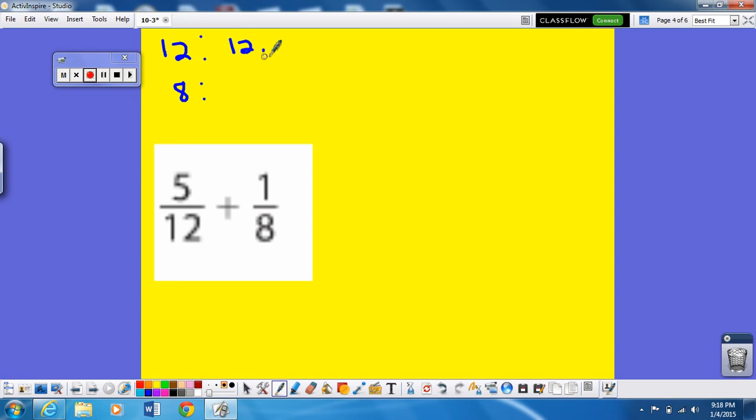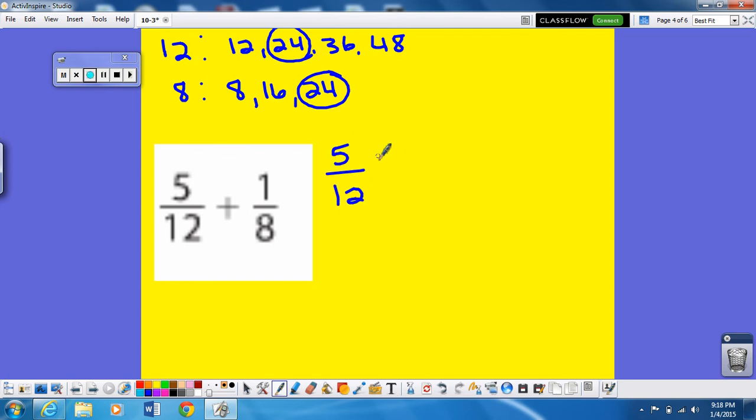12 times 1 is 12. 12 times 2 is 24. 12 times 3 is 36. 12 times 4 is 48. You can do as many as you want. 8 times 1 is 8. 8 times 2 is 16. 8 times 3 is 24. Oh, there it is. Look, 24. So if I want to change 5 twelfths and 1 eighth into 24ths, let's make them both 24ths.